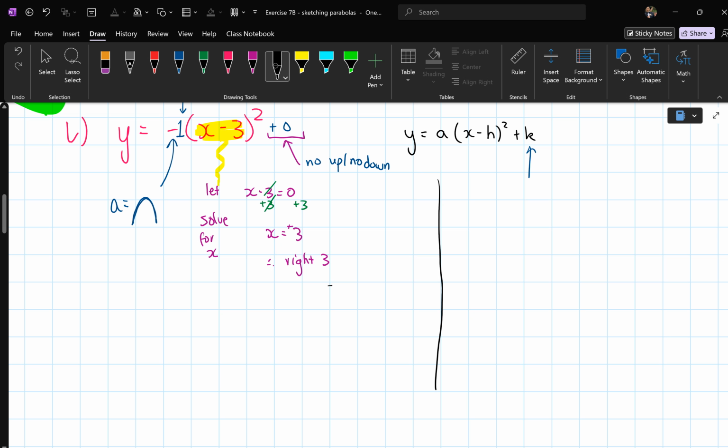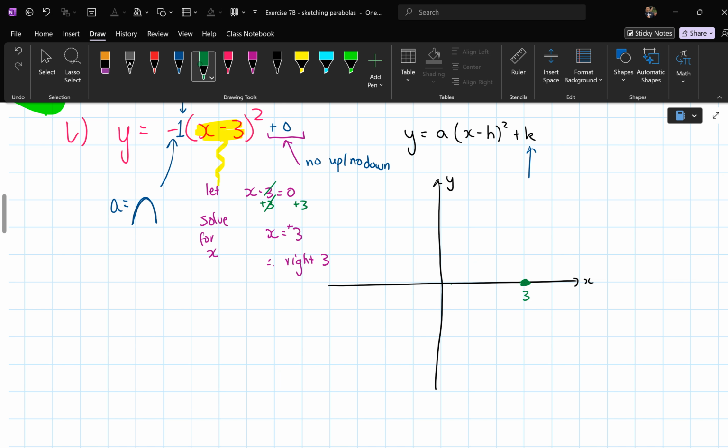So if I put them all together now, here are my axes. Here's my x-axis. This is my y-axis. Starting from the origin, it moves to the right by 3. So 1, 2, 3. It moves to the right by 3, but doesn't go up or down. So that must mean this is where my turning point is, right there at (3, 0). And it's a frown. So I just draw a frown. And there you go. You get your shape.